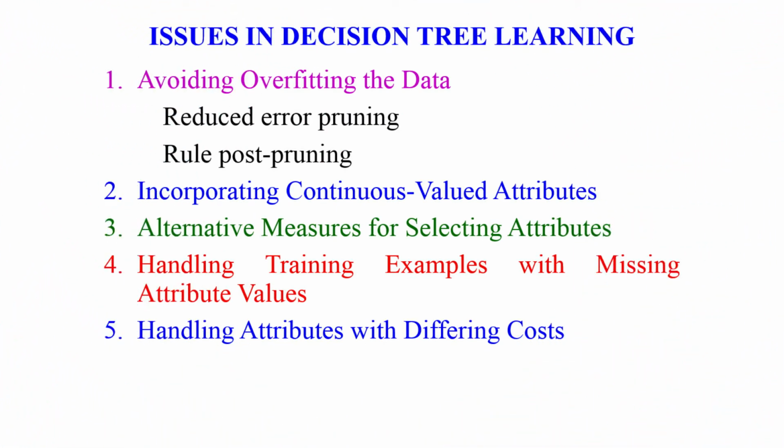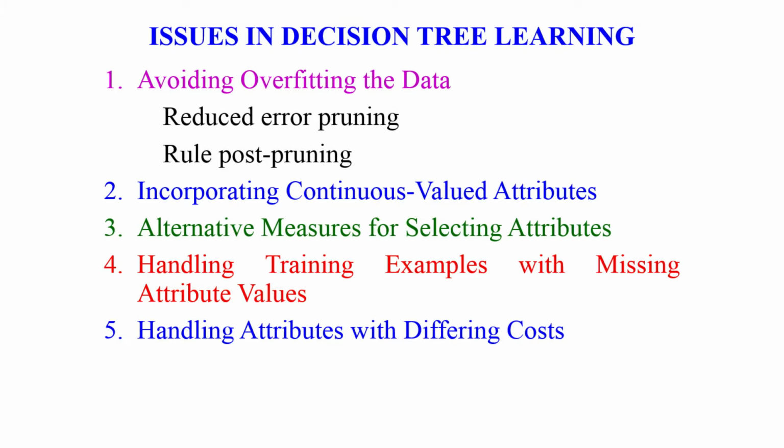Issues in decision tree learning. Practical issues in decision tree learning include determining how deeply to grow the decision tree, handling continuous attributes, choosing an appropriate attribute selection measure, handling training data with missing attribute values, handling attributes with differing costs, and improving the computational efficiency. We categorize the issues in decision tree learning with 5 points.